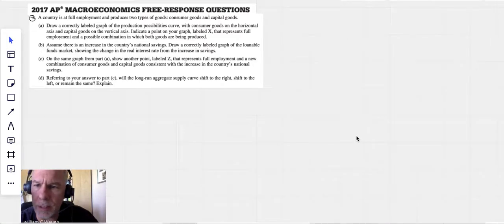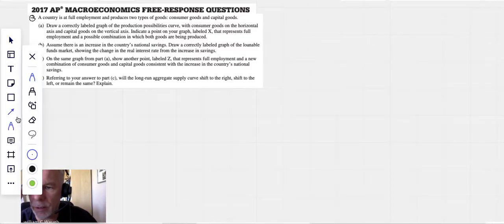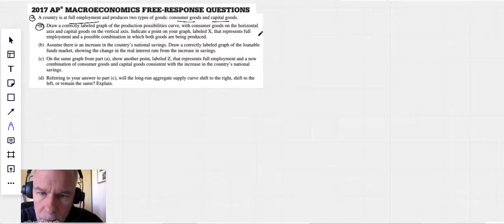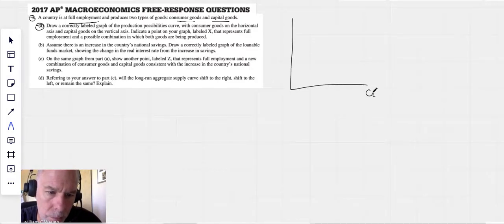Let's do 2017 AP Macro, number 3. A country is at full employment and produces two types of goods, consumer and capital. Draw a correctly labeled graph of the PPC with consumer goods on the horizontal. Consumer goods on the horizontal, capital goods obviously on the vertical.